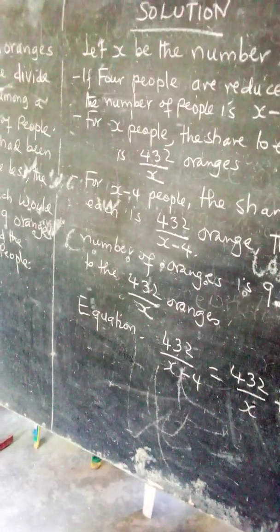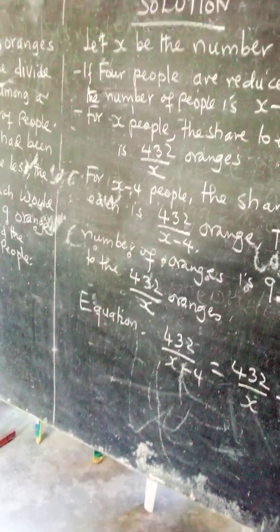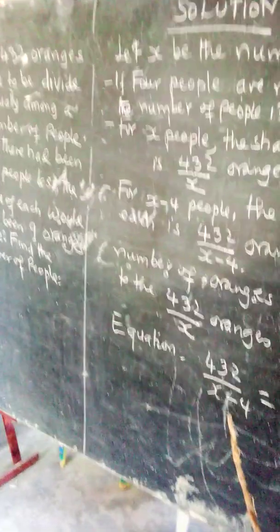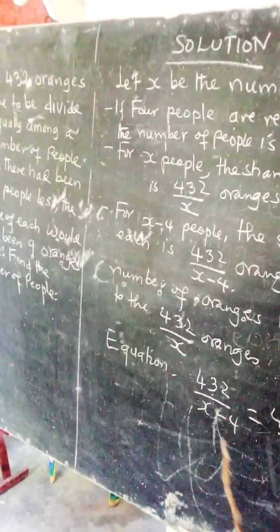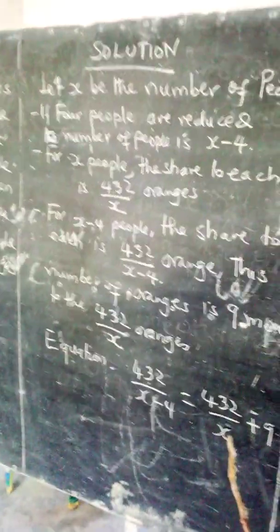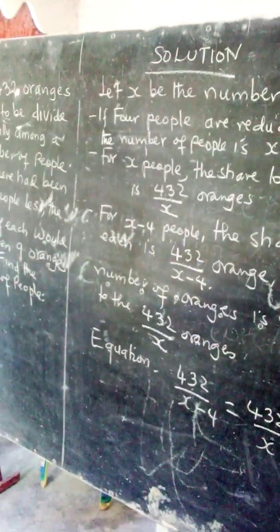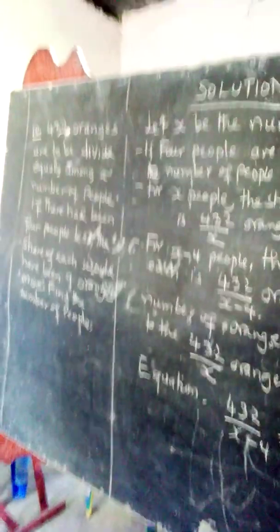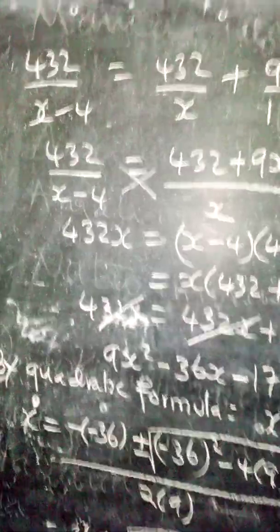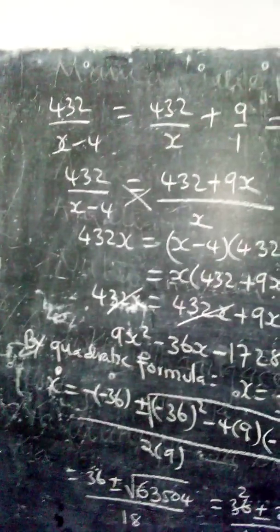What that means is, in order for those two expressions to be equal, the number of oranges obtained by reducing 4 people is equal to the number of oranges which was being distributed to x people plus 9 oranges. Then that number of oranges will be the same as that number of oranges. After that, we set up the equation for solving the value of x.